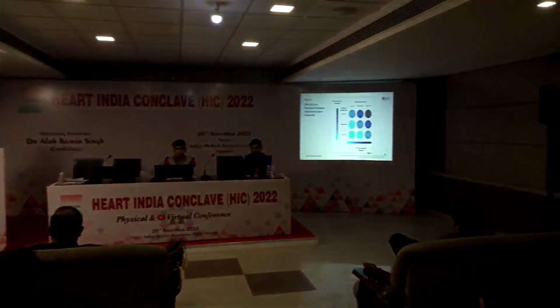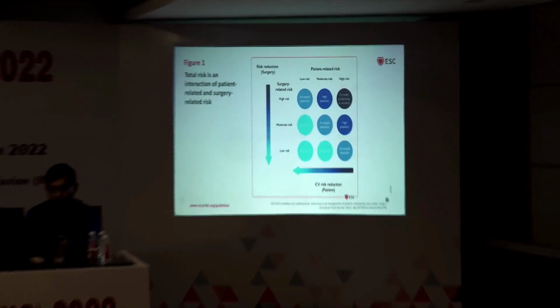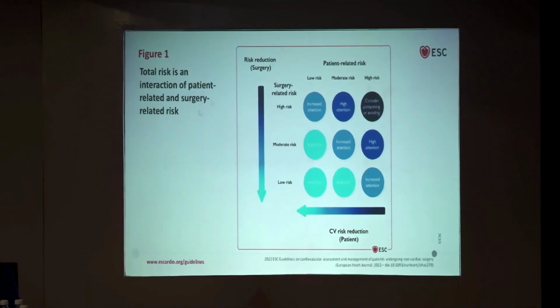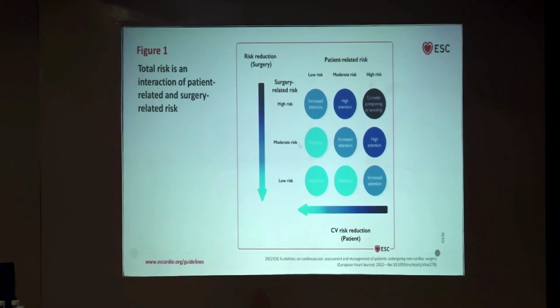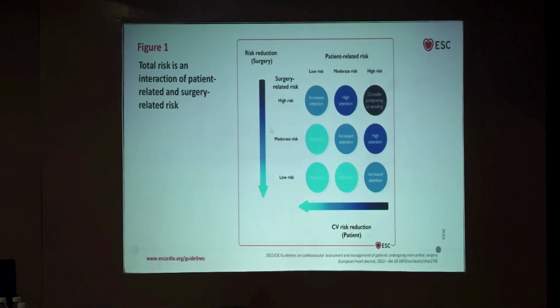So the total risk is an interaction of patient-related and surgery-related risk. If the patient-related risk is low and surgery-related risk is low, then only attention is required. And if both risks are high, we can consider postponing or avoiding this non-cardiac surgery. So in between, increased attention is required.